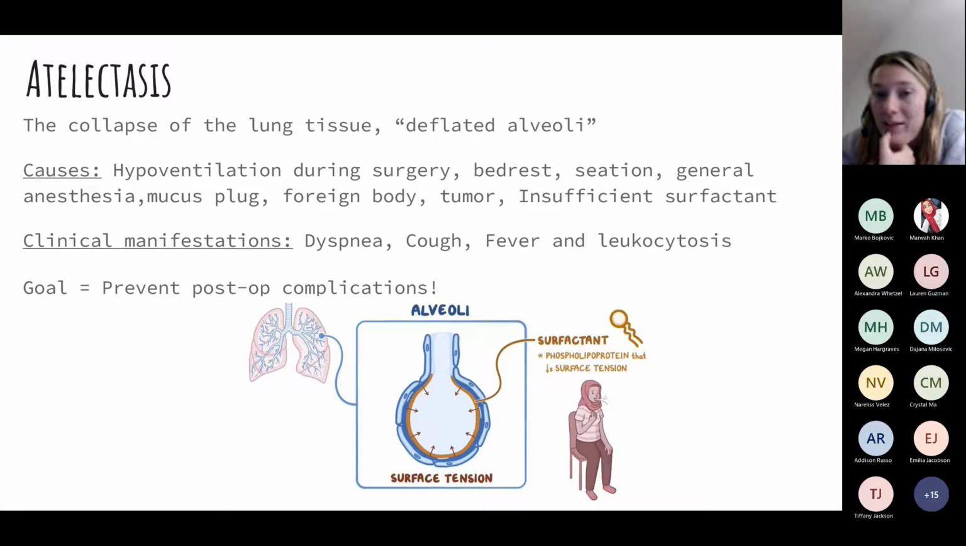When we talk about our clinical manifestations: shortness of breath, cough, fever, leukocytosis is a big one. You're going to want to get radiology involved to see what's going on. But with atelectasis, we know that it's pretty common in our patients that have had surgery or that are on bed rest that aren't up and moving as much. This is why it's super important. Make sure you have your patient using their incentive spirometer. Make sure that they're getting up to chair. If they can do a lap around the hospital, that's going to be amazing because that's all going to prevent these alveoli from deflating.